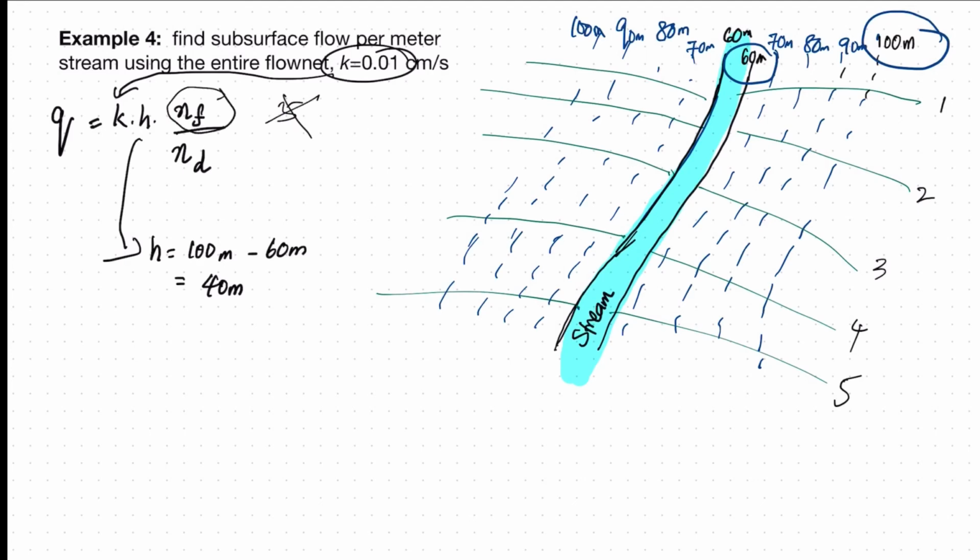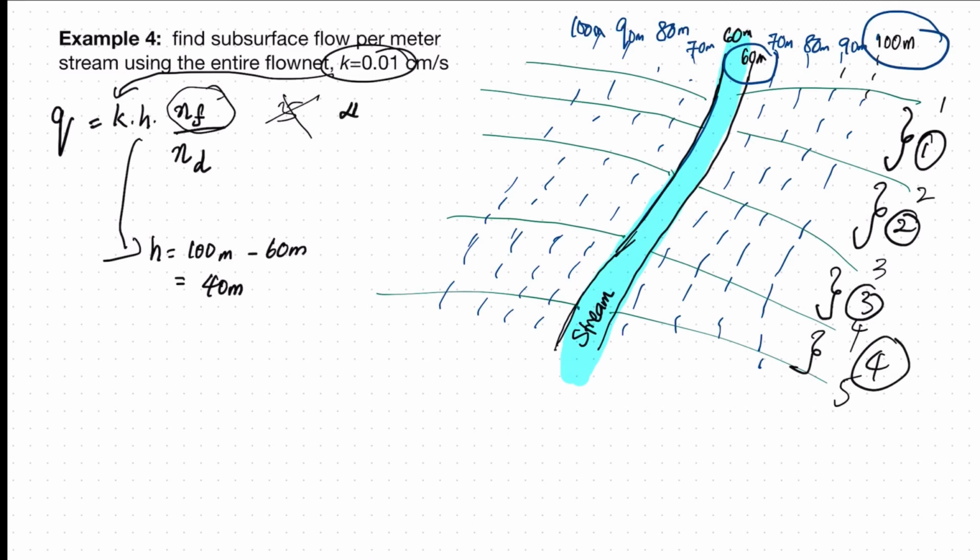Here it says number of flow channels. So what is a channel? A channel is actually between two flow lines. So this one channel, this one, another one, and another one. So you have 4. The number of flow channels is 4.